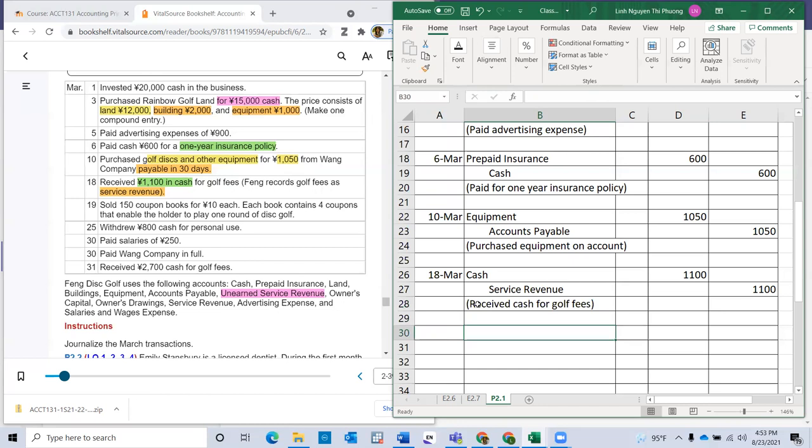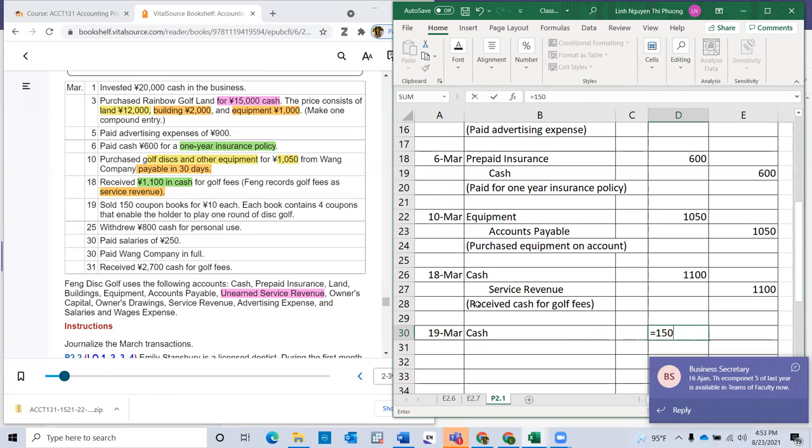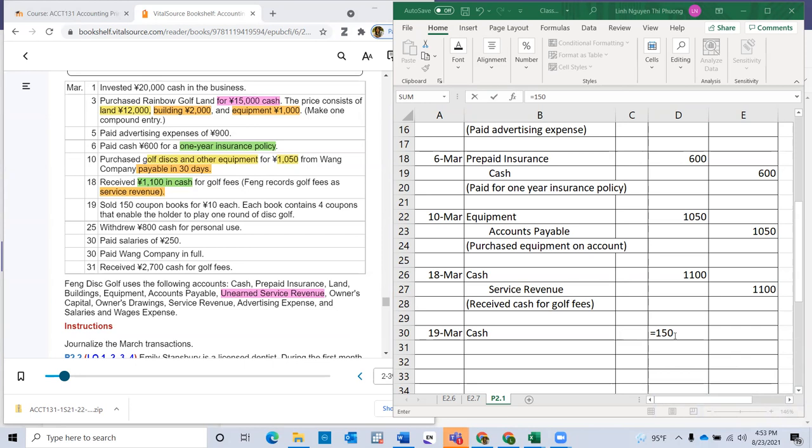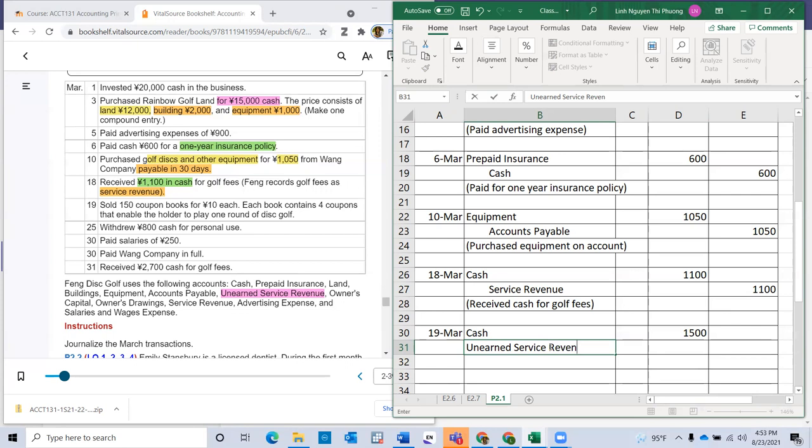Okay, March 19. You receive cash from the customer. How much is that? It would be 150 coupons times 10. And then we will use an account called unearned service revenues. Why unearned service revenue? Because we haven't provided the service yet. We just sell them the coupon only. The customer hasn't come to play golf yet. They will come to play golf later. When they come to play golf, it means we provide them the service.